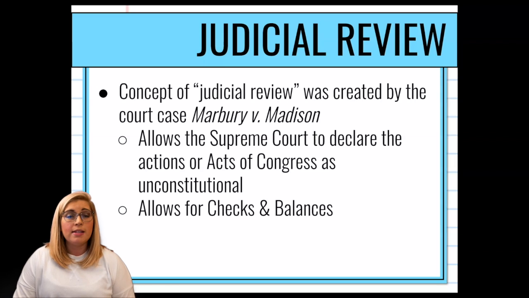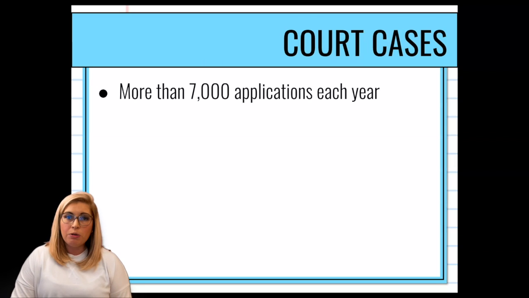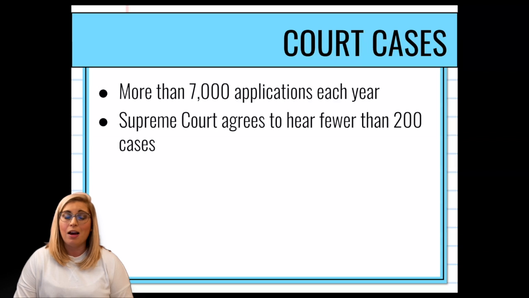So court cases in the Supreme Court, there's more than 7,000 applications for cases to come across the Supreme Court's desk. The Supreme Court doesn't have time every year to see 7,000 cases. So in actuality, they usually only hear less than 200 cases a year. So that is a crazy statistic to see, 200 out of 7,000, I should say, a year.